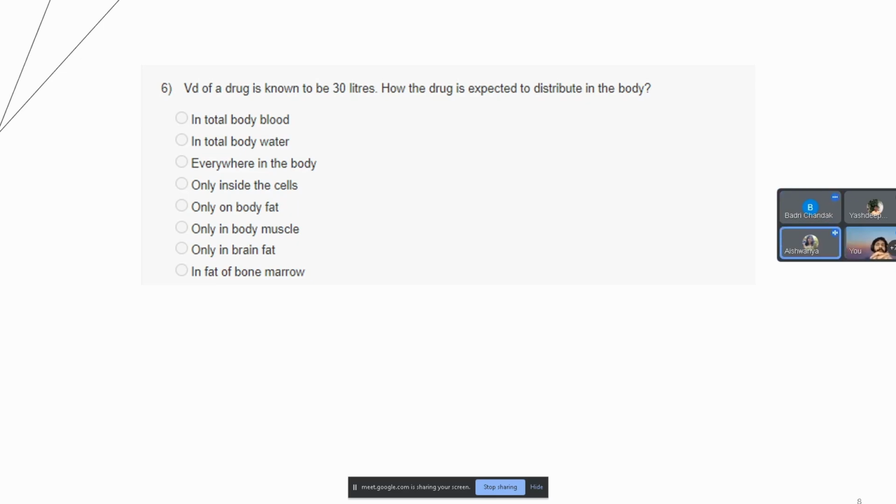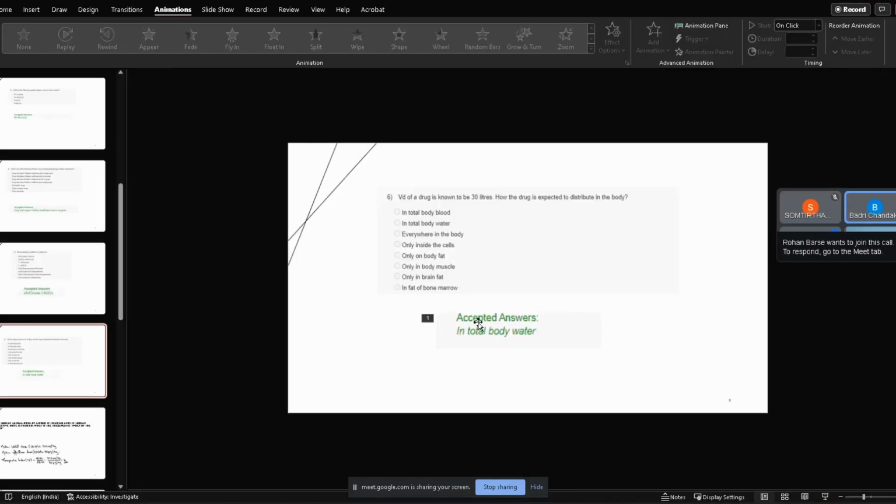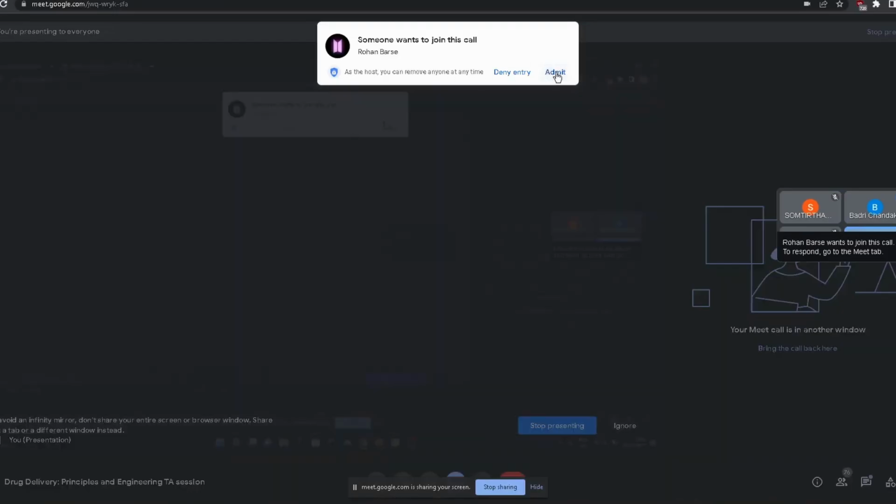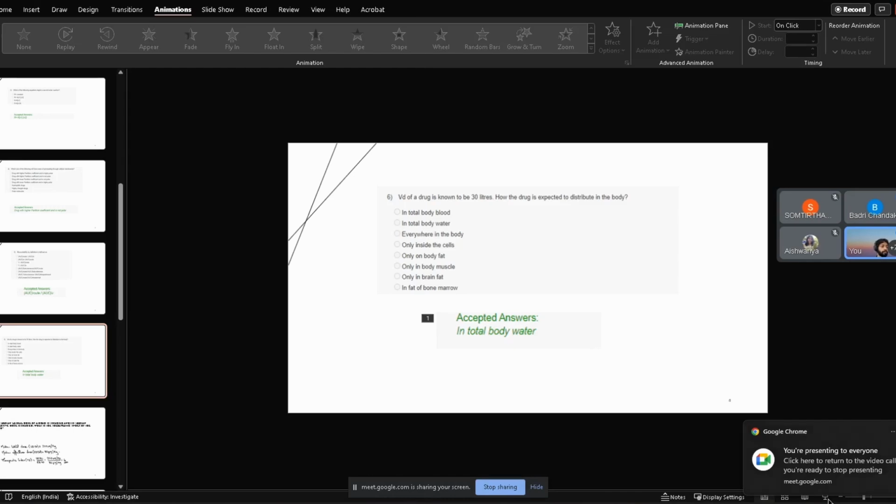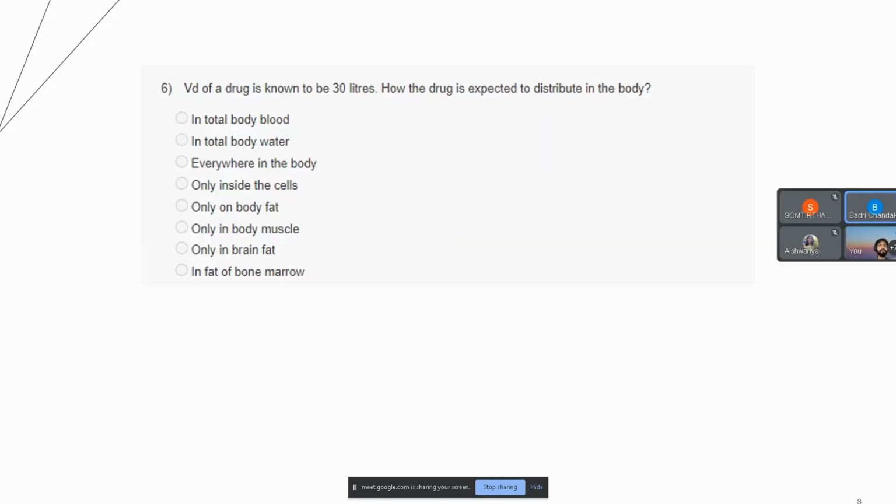It will distribute in the total body water, right? Because the total body water volume is also 30 liters. Correct. So why is that? Because the total volume of water in the body is 30 liters for an average adult, and blood will be included in that too. So it's distributed in the total body water of an average adult.